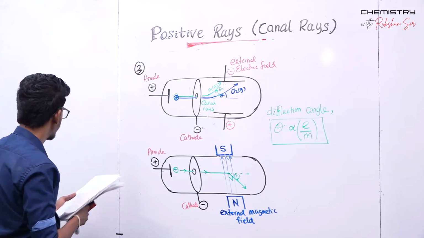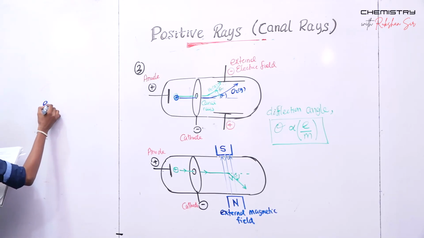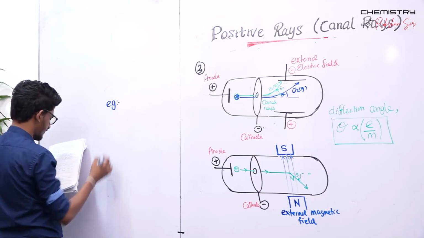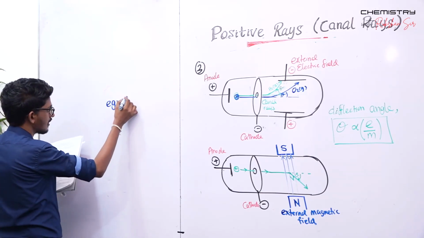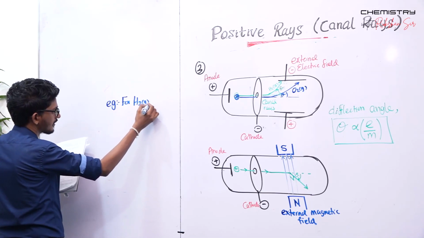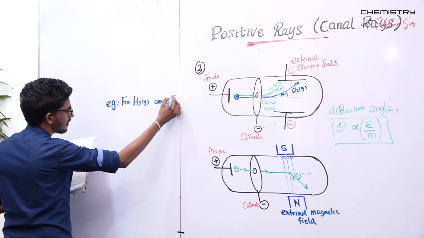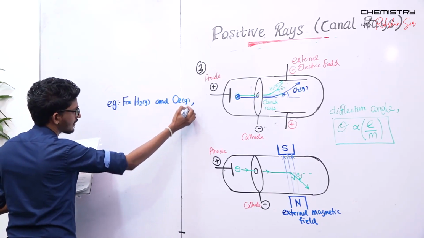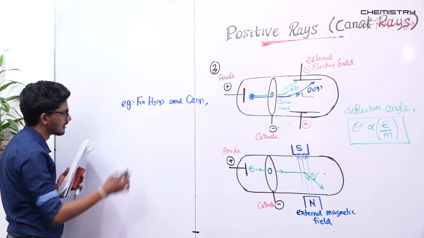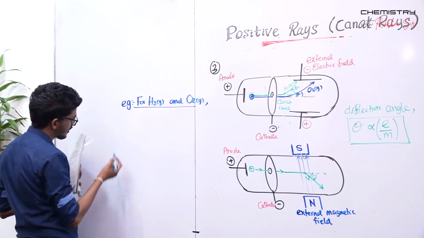Right? Write these two examples, for H2 gas and O2 gas. This is how the things are produced.